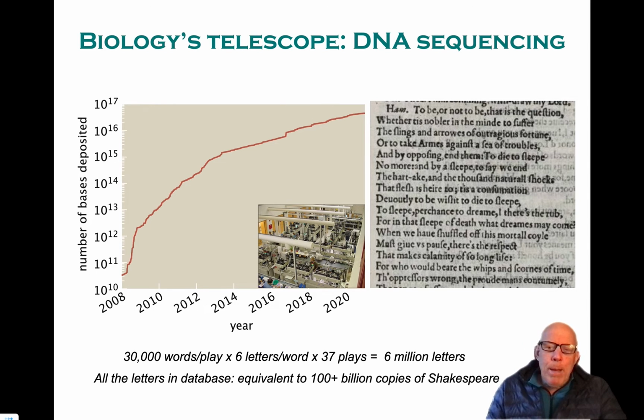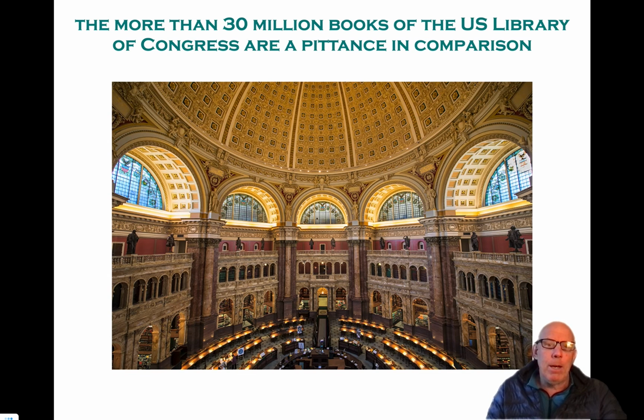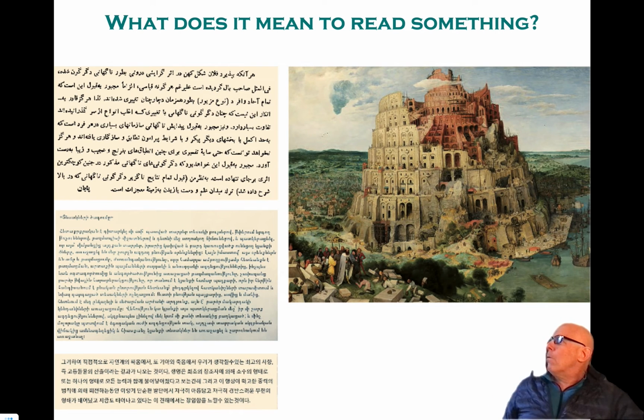Just to put that in perspective, if I think about the complete works of Shakespeare, it's 37 plays. The plays have something like, I would say, 30,000 words. There's 6 letters per word. That gives you about 6 million letters. So one bacterial genome corresponds to a complete works of Shakespeare. And so all the letters in this database correspond to more than 100 billion copies of Shakespeare. I wanted to contrast that with the Library of Congress, which is something on the order of 50 million books, something like that. So we're going to ask ourselves, how can we read DNA in order to learn something about the history of life on our planet?